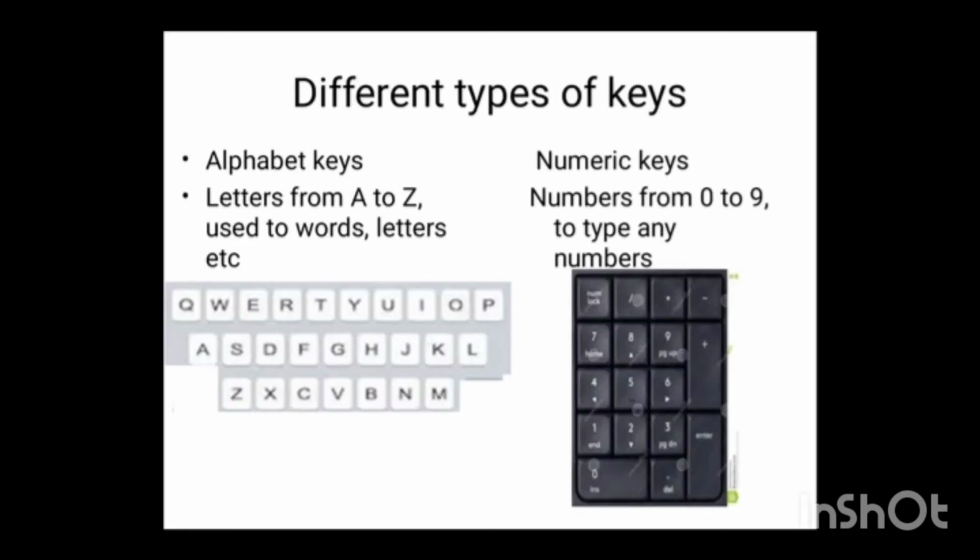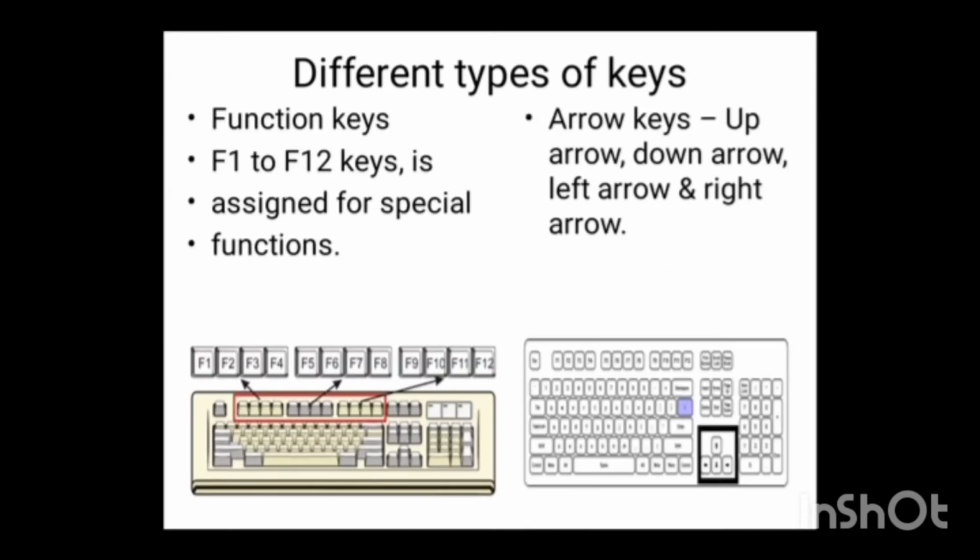Now, types of keys. Already we learned about the alphabet keys. That is letters from A to Z, and it is used to type words, letters, etc. Next come the numeric keys, the numbers from 0 to 9, and to type any numbers for calculation or whatever it may be with the numbers, you can type the numbers using the number keypad.